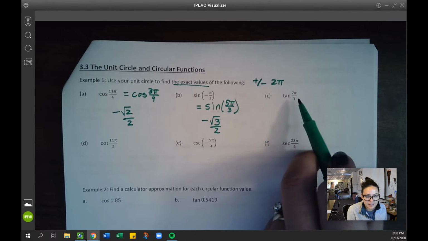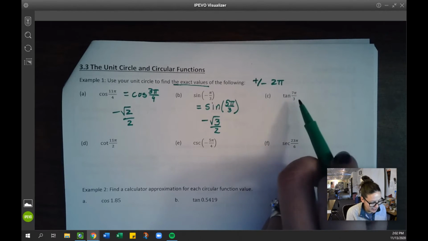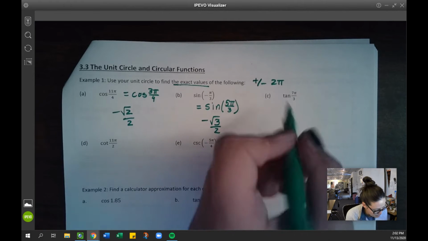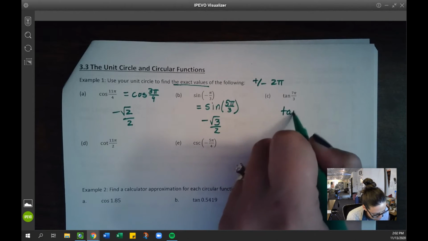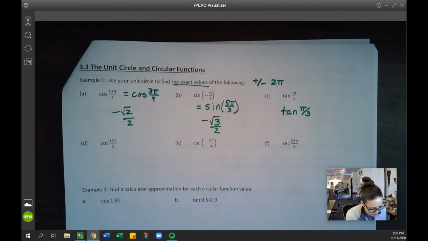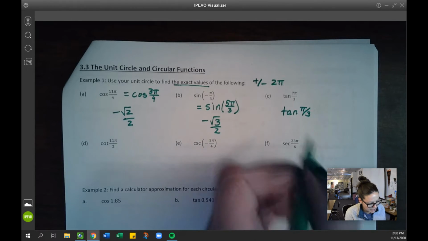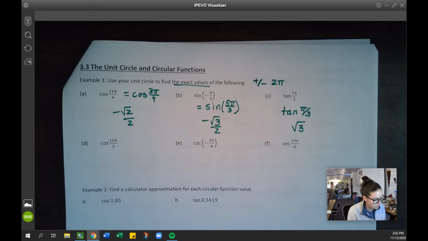All right, again, I'm going to subtract 2 pi, aka 6 pi over 3. And that gives me tangent of pi over 3. Find pi over 3 on my unit circle. Tangent of that is the square root of 3.